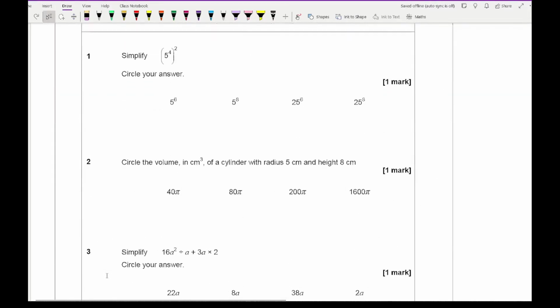So question 1 says simplify 5 to the power 4 all being squared. Now here all we need to do is just multiply the two powers. So that's 4 times 2, which is 5 to the power of 8, which is our second option.